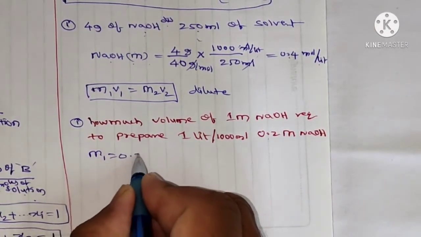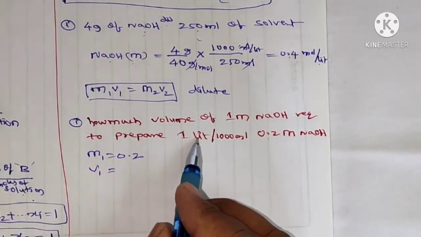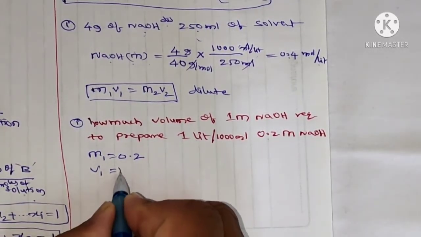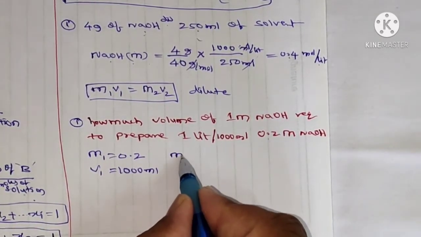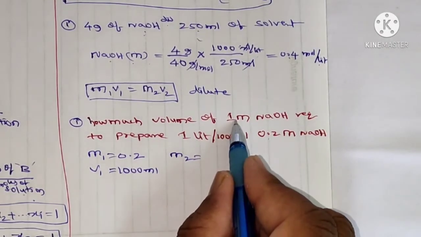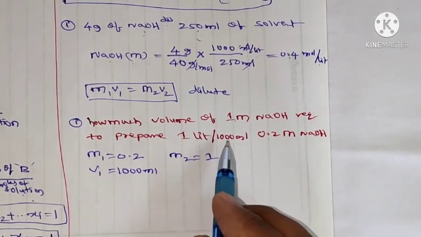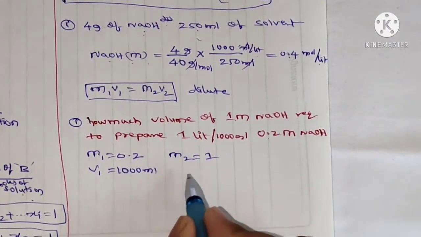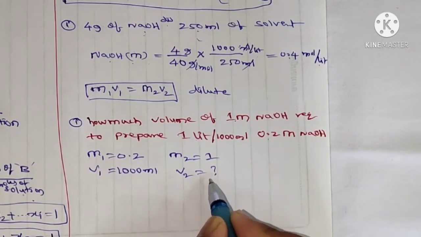Here M1 is given, 0.2, and V1 is given, 1 liter. 1 liter means 1000 ml. And M2 is also given, 1 M. And V2, we have to find out that V2.